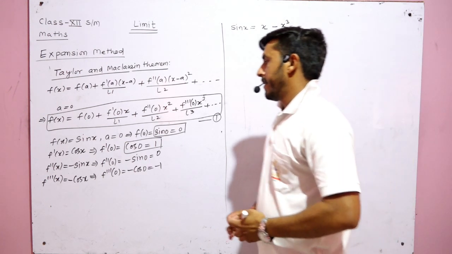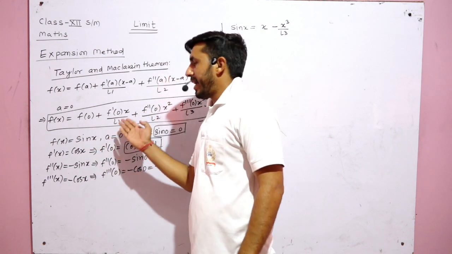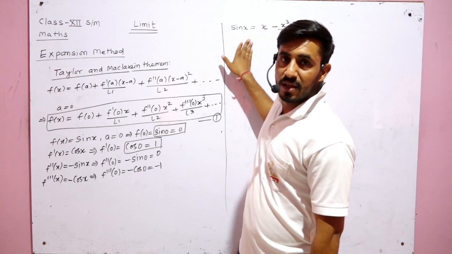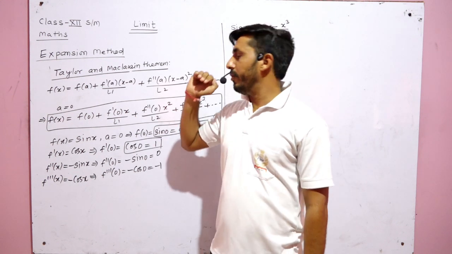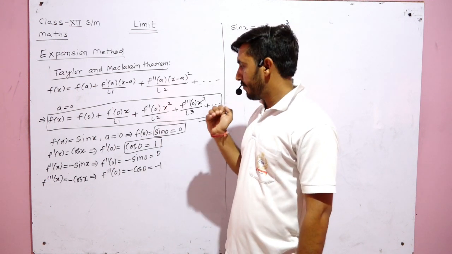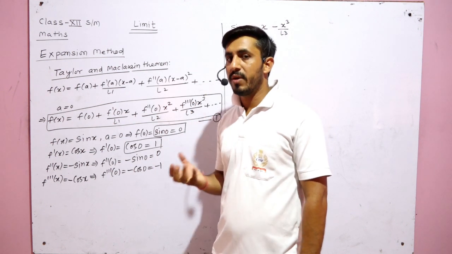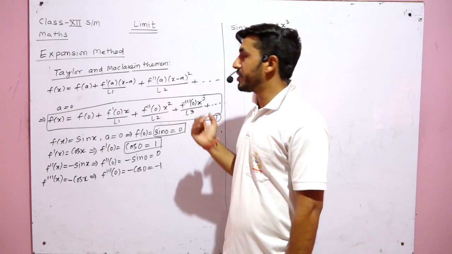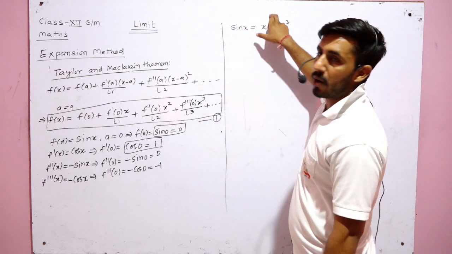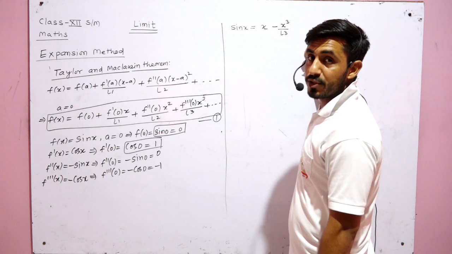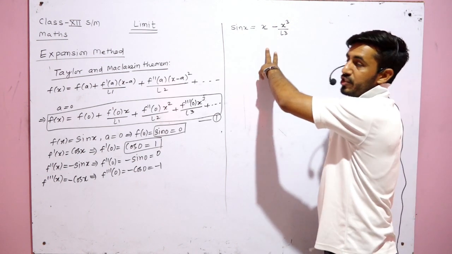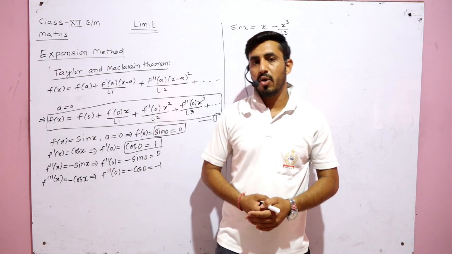As you can see, by substituting the values of f 0, f dash 0, f double dash 0, f triple dash 0 and so on, we can see here that the terms of even power are cancelled or missing, and we are getting only odd power terms. It means x to power 1, then x to power 3, then again, as you can see here, the next term will be x to power 5.